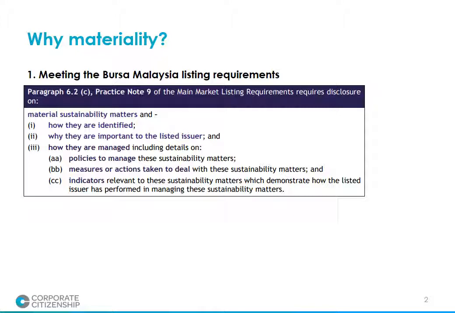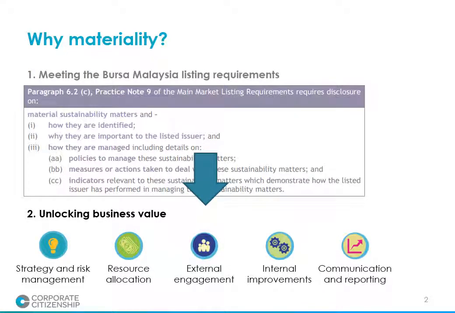these issues. So in doing so, this inevitably unlocks internal business value. Here you can see it helps with strategy and risk management, resource allocation, external engagement, internal improvements, and communication and reporting. We will delve into this in more detail as we go along.